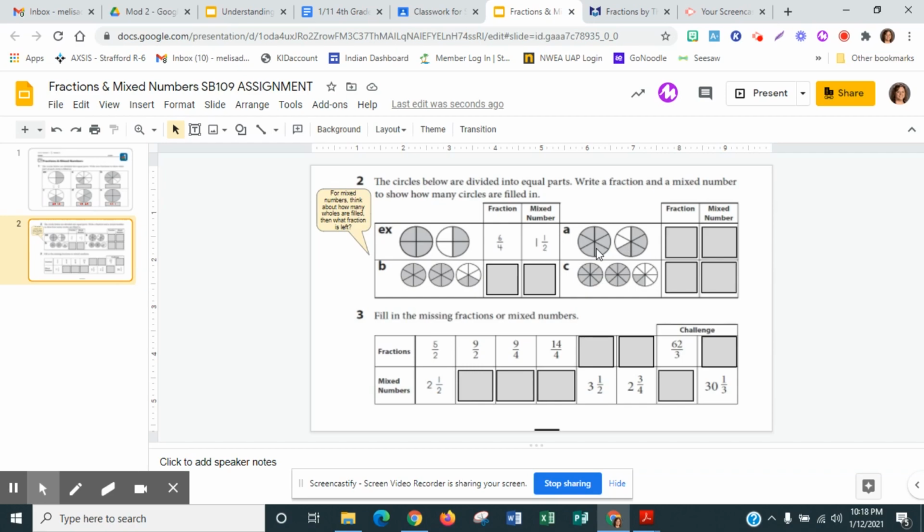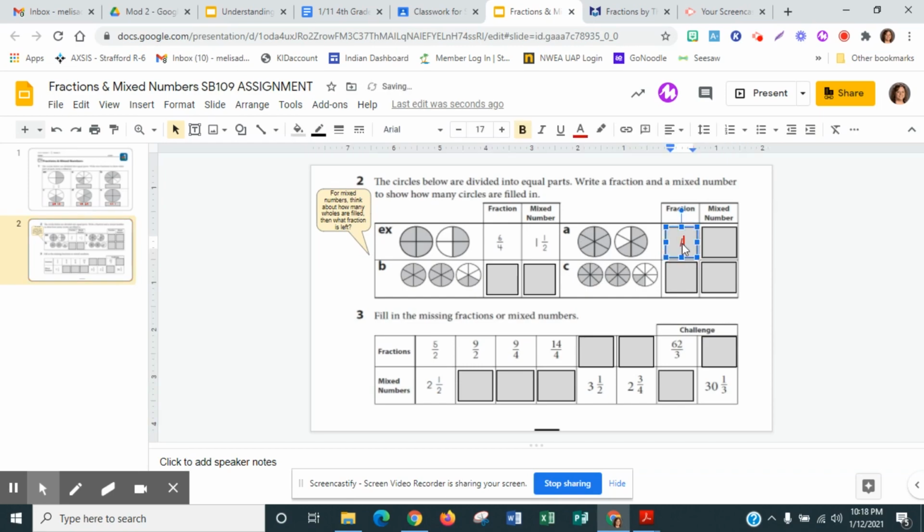The bottom number is how many pieces are making the whole. So 1, 2, 3, 4, 5, 6. So that's going to be my bottom number. And then the question is, well, how many sixths do I have with this number? So we know this one's filled in, so that's 6/6. And we keep going, 7/6, 8/6, 9/6, 10/6.